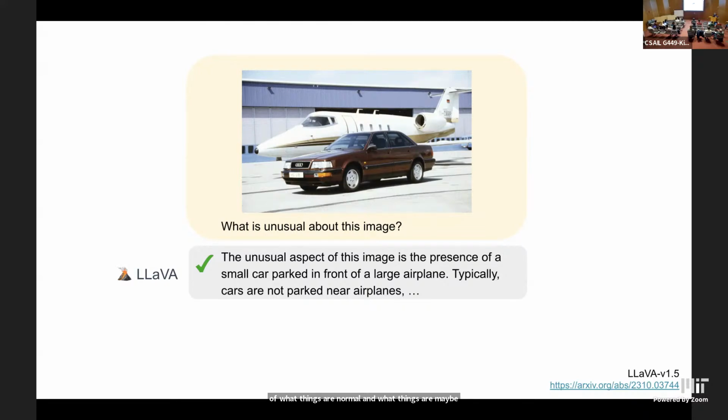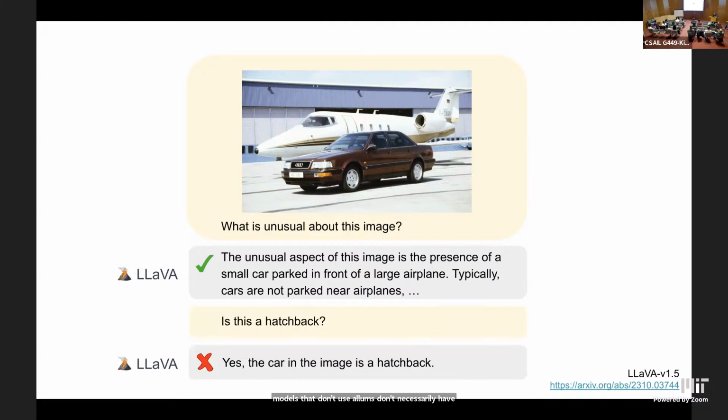So that is one of the reasons that large language models are so useful for vision tasks, because they contain this common sense knowledge that previous models that don't use LLMs don't necessarily have.